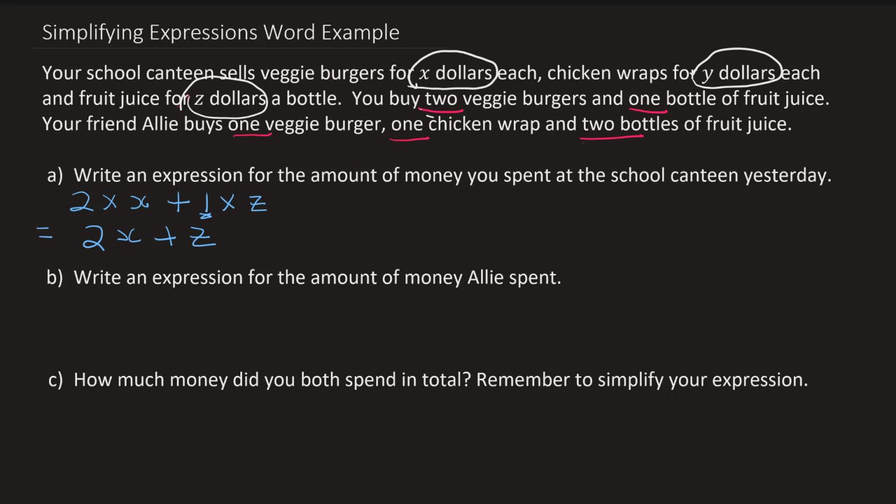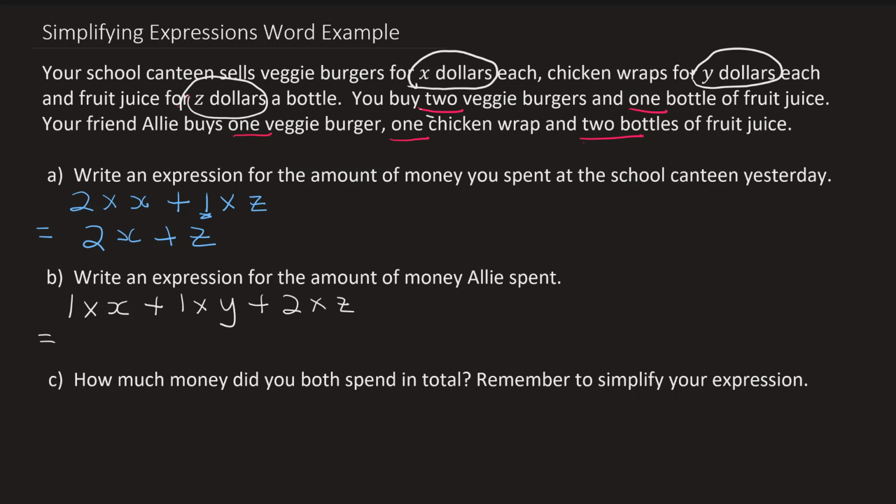Now let's take a look at Ali. Ali bought 1 veggie burger. So it is 1 multiplied by x. He also bought 1 chicken wrap, so it's plus 1 multiplied by the cost of a chicken wrap is y dollars. And he bought 2 bottles of fruit juice, so it's plus 2 times z, which is the cost of a bottle of fruit juice.